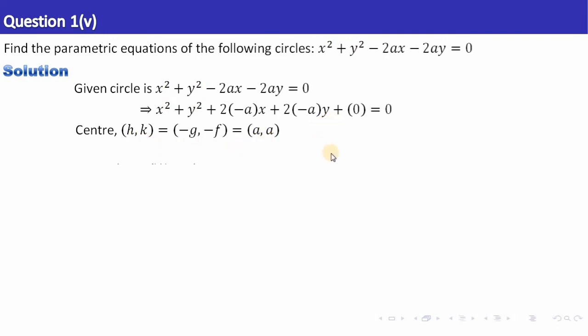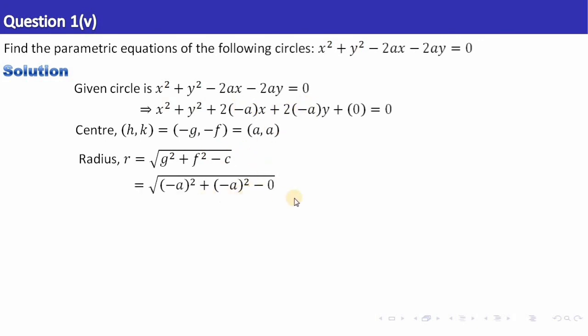Now let us find what is the radius. So radius is calculated using this formula. And what is g? g is minus a, isn't it? g is minus a, f is minus a, and c is 0, right? So evaluate this, you'll get a root 2. So we got the value of r, we got the value of h and k.